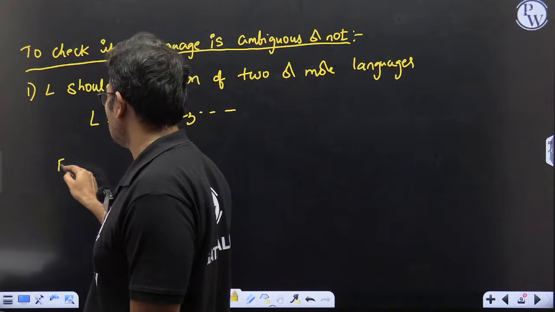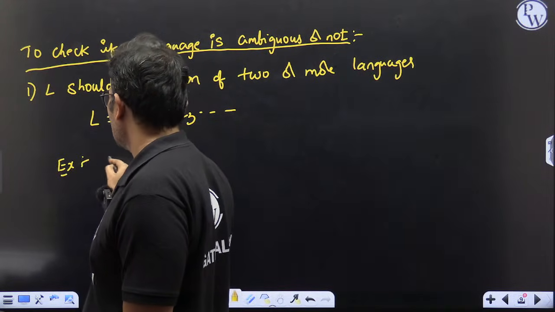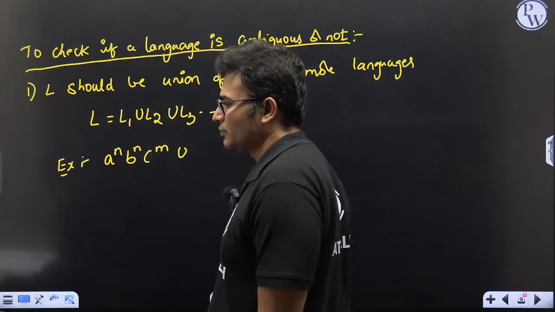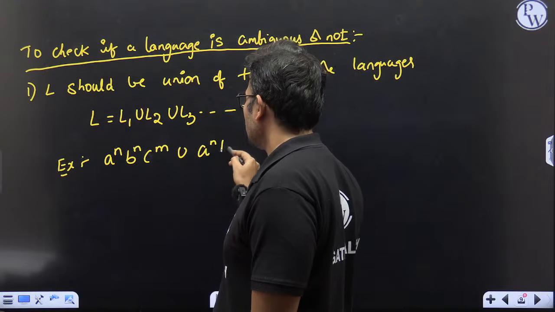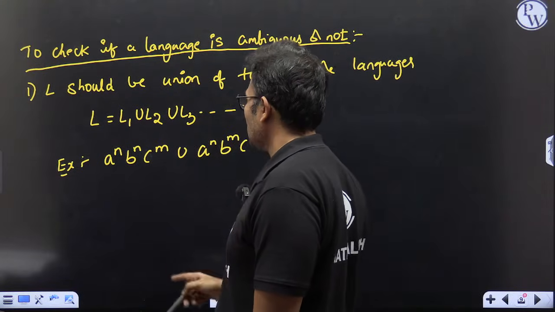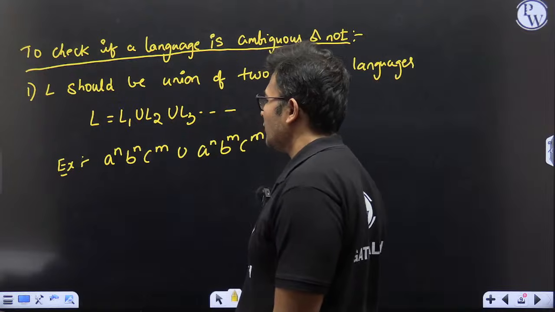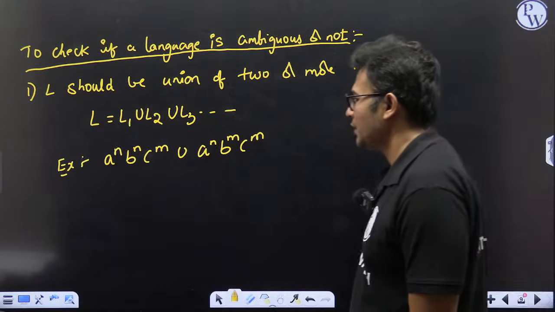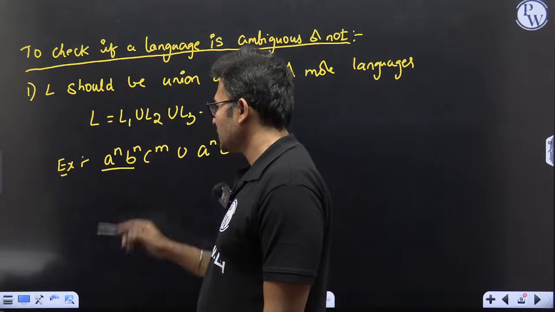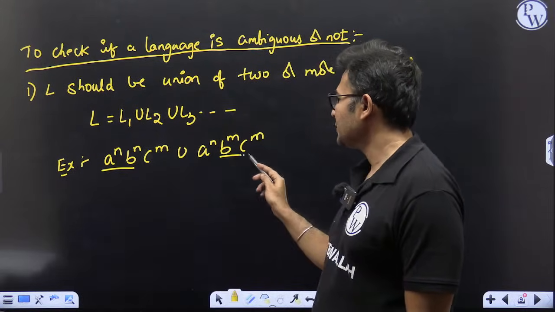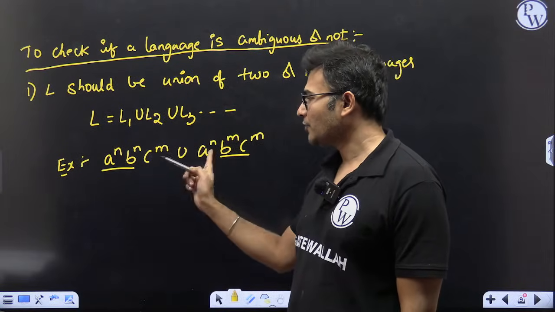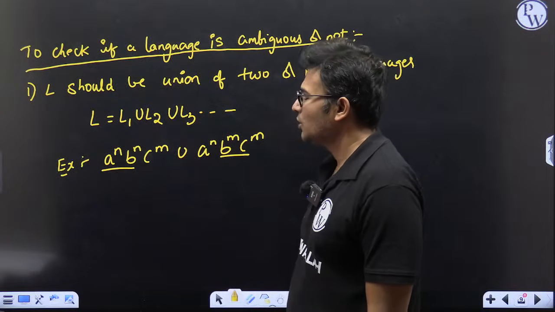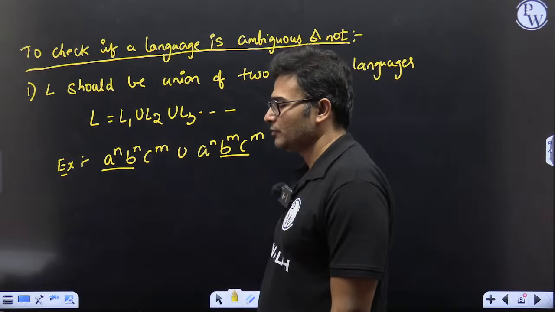For example, A power n, B power n, C power m union A power n, B power m, C power m. These two languages are different languages. In one, A's and B's are equal. In the other, B's and C's are equal. So rule number one is a language should be a union of two or more languages.